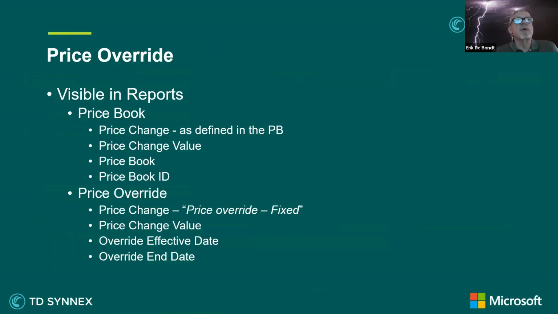It is visible in the reports. For the price book, you have the price change and the price change value, as we saw on the report. You have the price book and the price book ID. For price override, you also have the price change, which is then the fixed price override that is written. You have the change value and the due dates, when it starts and when it ends, in the reports.